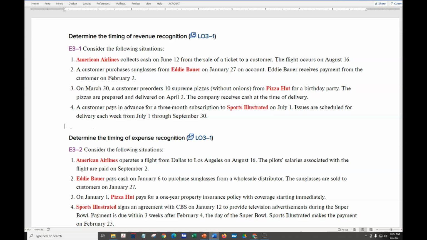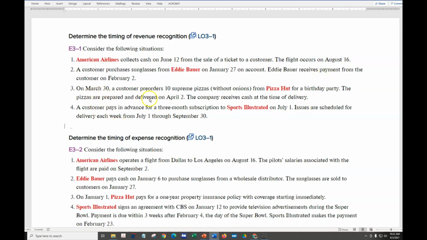Number 2, a customer purchases sunglasses from Eddie Bauer on January 27th on account. So the customer charged it. They got the sunglasses and they charged it. Eddie Bauer receives payment from the customer on February 2nd. When does Eddie Bauer recognize the revenue? They recognize it on January 27th when they provided the goods, not when they received the money.